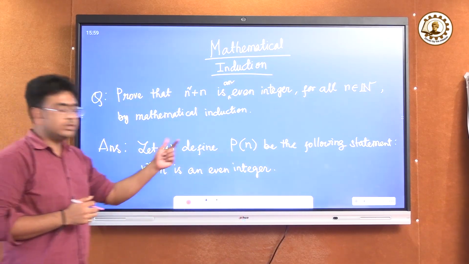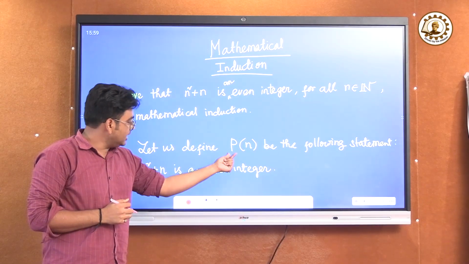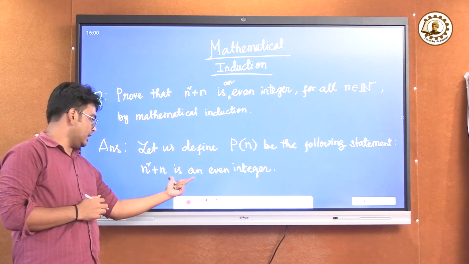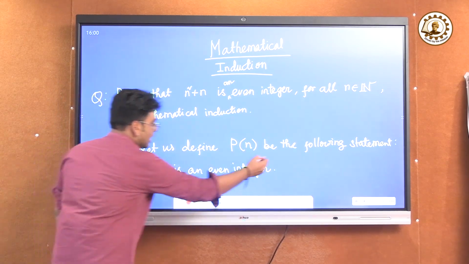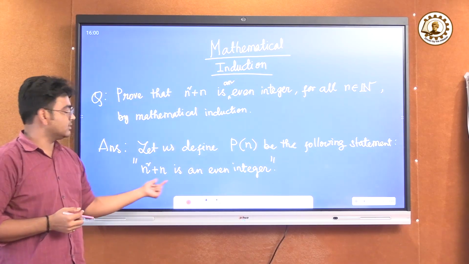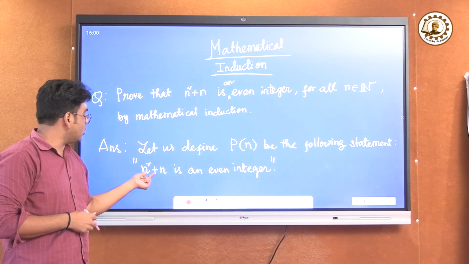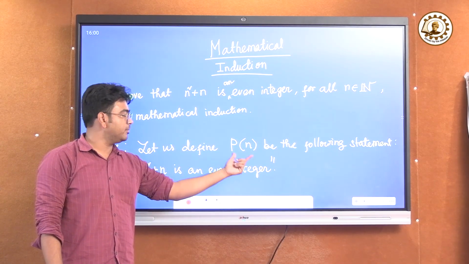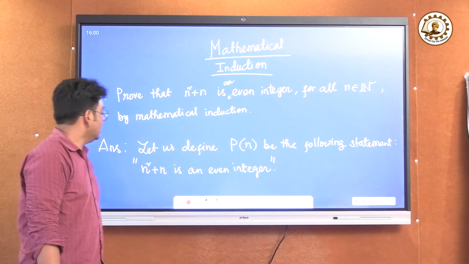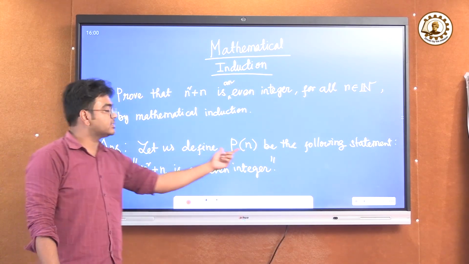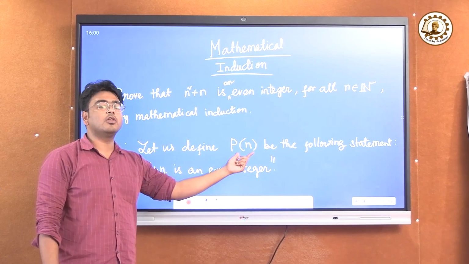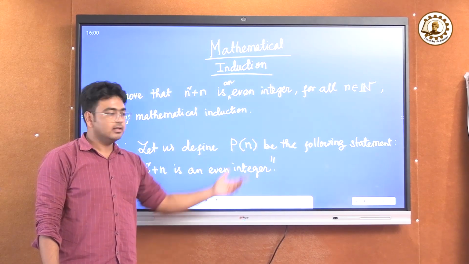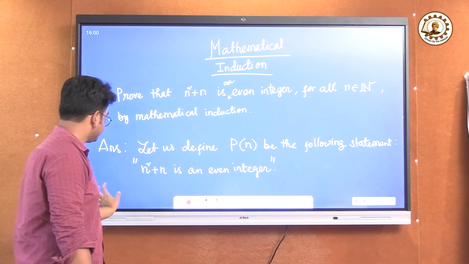Okay, now note that I use something, P, with n in the bracket. So that means my statement, n square plus n is an even integer, depends on the values of n. So that's why we have written it like this. This statement is a function of n. Now if we can show that this statement P(n) is true for all n belonging to the natural number set, then we are done.